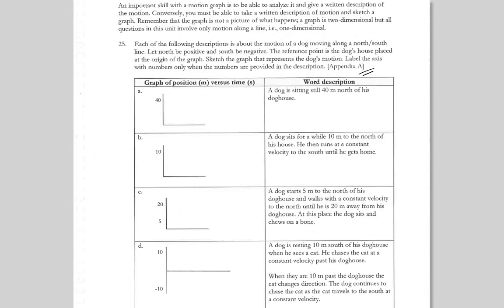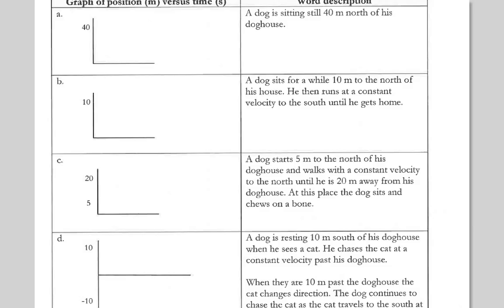Let's do B together. A dog sits for a while, 10 meters to the north of his house. He then runs at a constant velocity to the south until he gets home. So what does this dog sits? No, you're just sketching a graph. He sits for 10 meters north of his house. Good. He's just chilling. His position does not change over time.